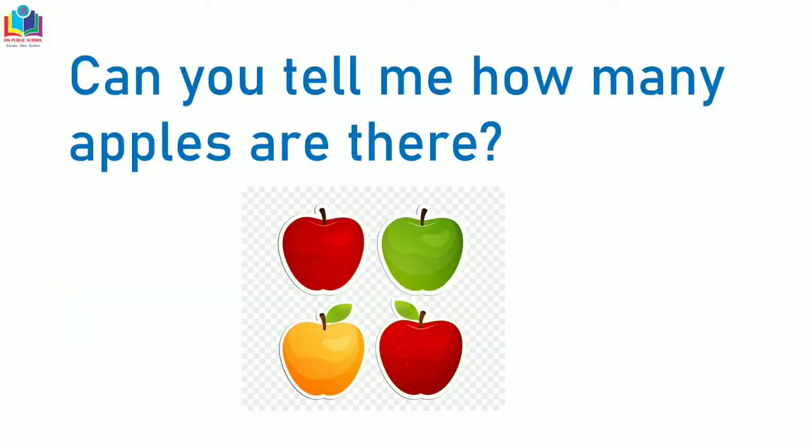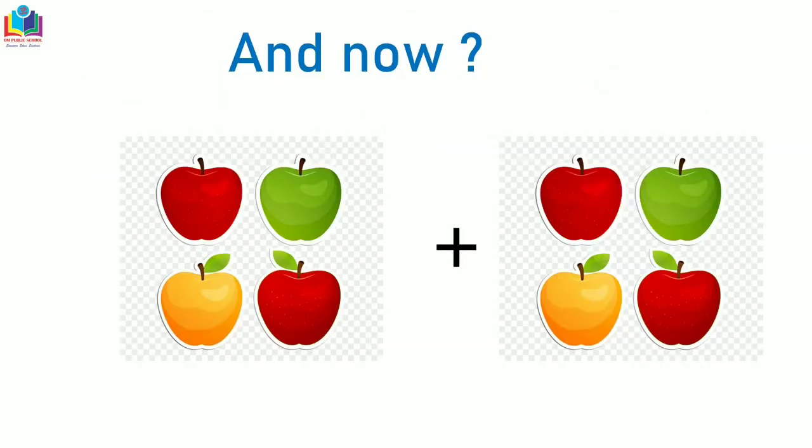Can you tell me how many apples are there? 1, 2, 3, 4. 4 apples, very easy. And now? Okay, 8 apples. Yes, 1, 2, 3, 4 plus another 1, 2, 3, 4 in the other basket. There are total 8 apples. Very good.